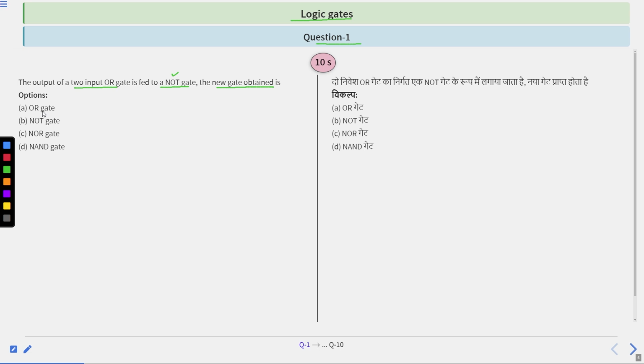So which option is correct? Option A, option B, option C, or option D? You have 10 seconds to solve this question. After 10 seconds, we will provide the solution of this question. Let's find a solution.